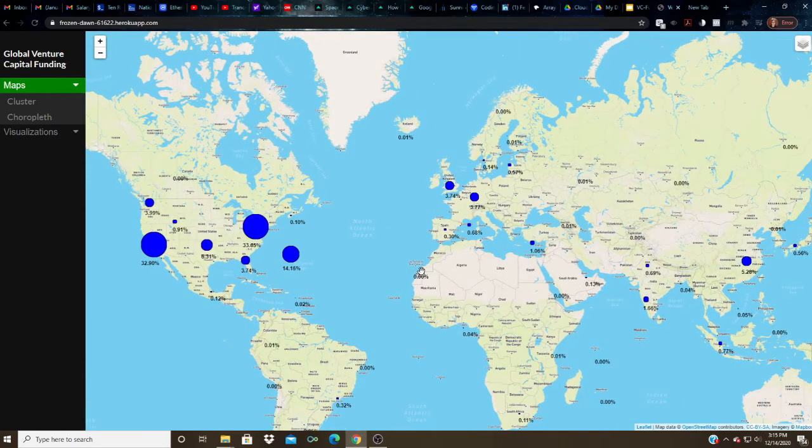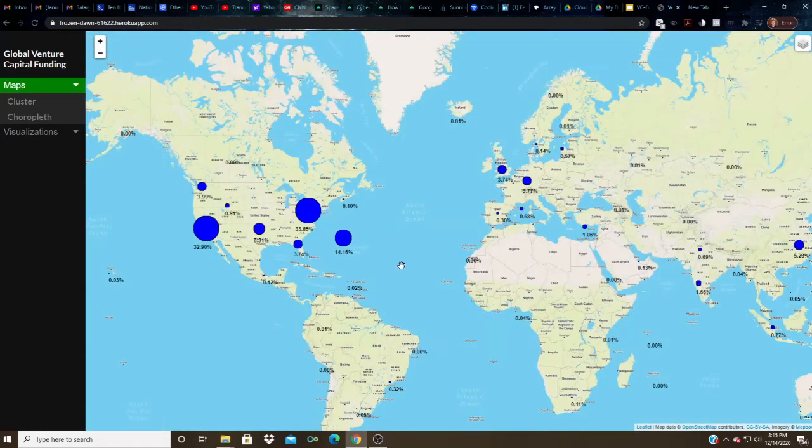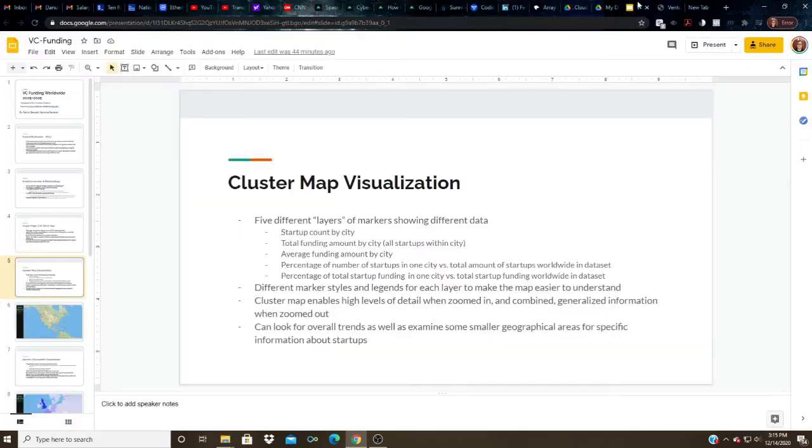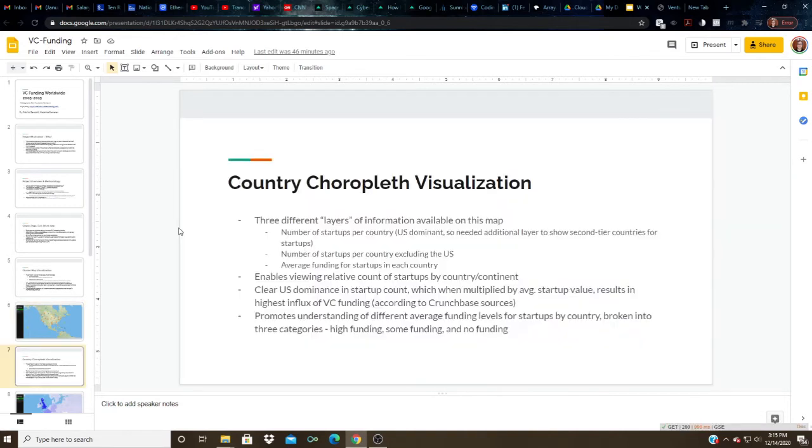That's from the source we had, which was Crunchbase. And this might be an issue, this might be an error. I'll have to look at that later, but Bermuda seems kind of high. Anyway, going back here, so that was a cluster map. That was the first of the two maps with the different layers. That is the cluster map of the United States with the company count per cluster. So that was the first layer that we looked at, the top layer.